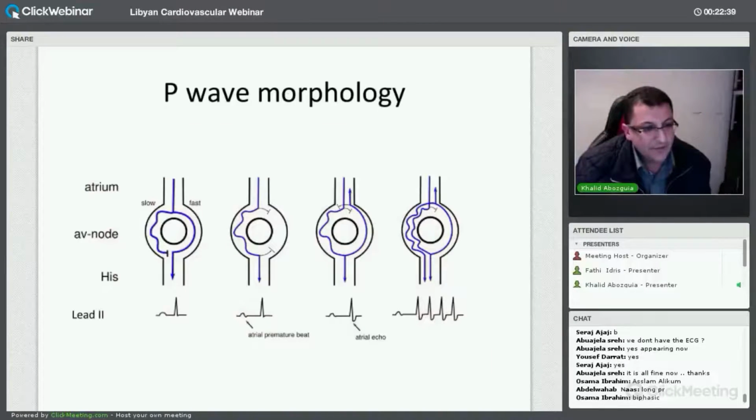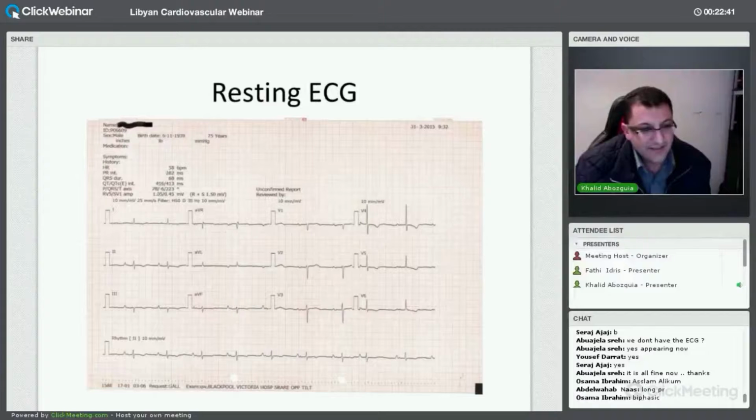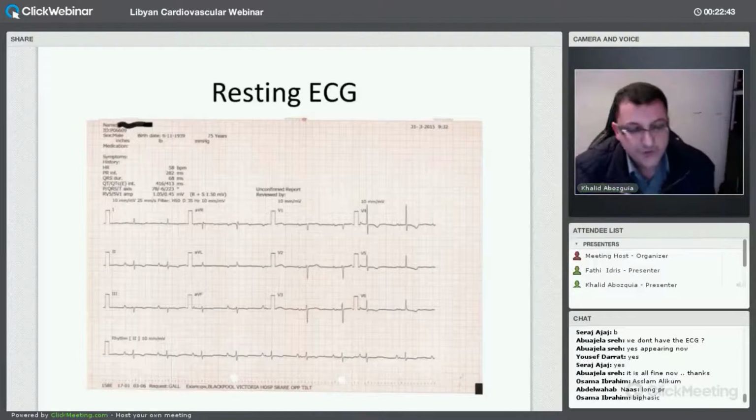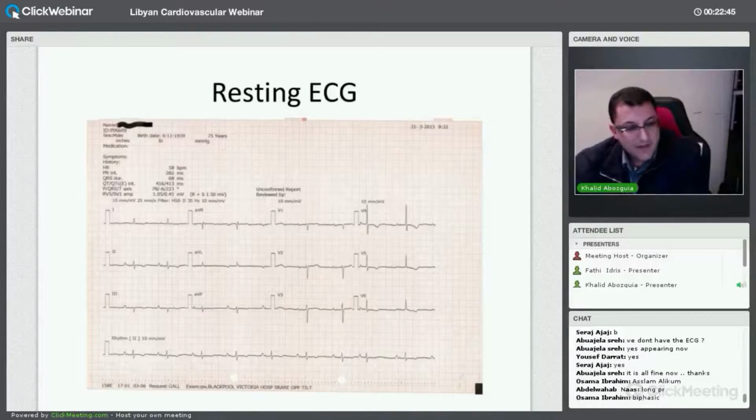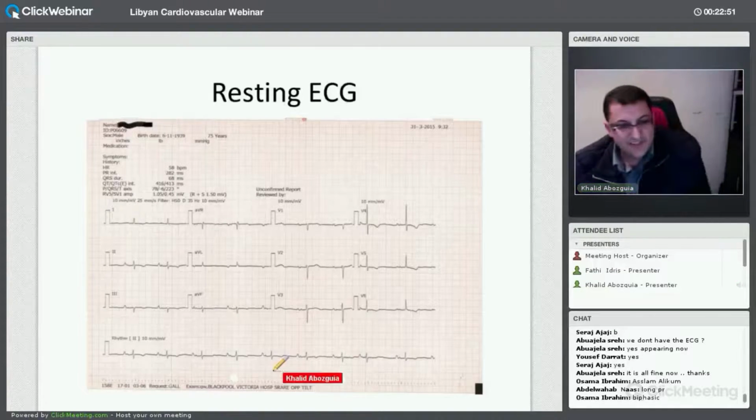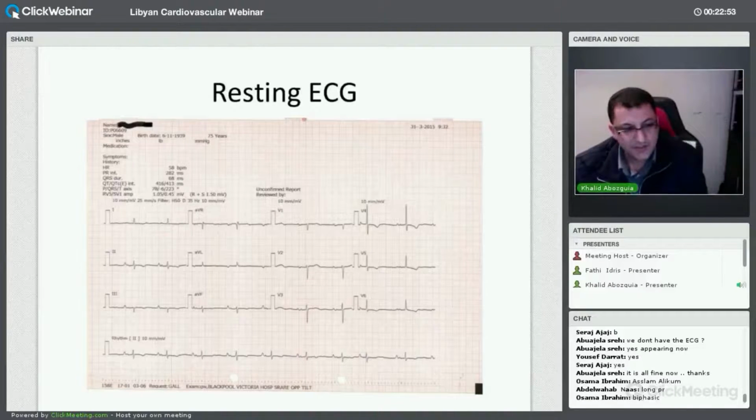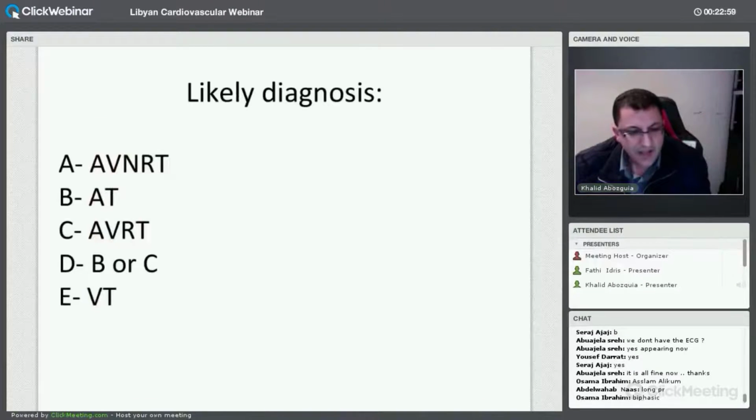And how do I know that? Because I've seen the resting ECG, and I know that for sure because I took this patient to the lab and I induced AVNRT and I treated it successfully with ablation. But this just illustrates the importance of not just P wave morphology, but also looking at the resting ECG.